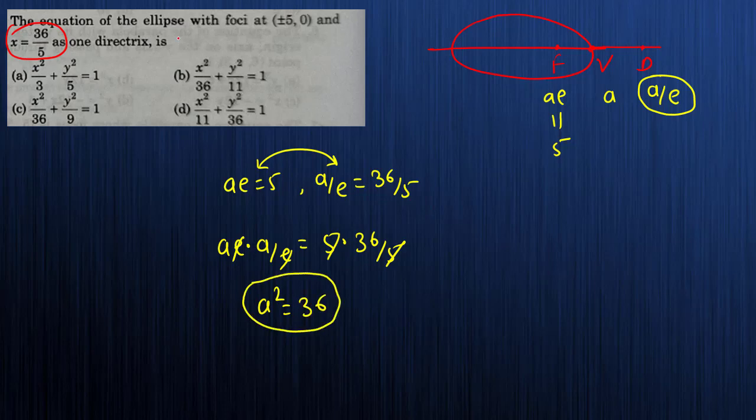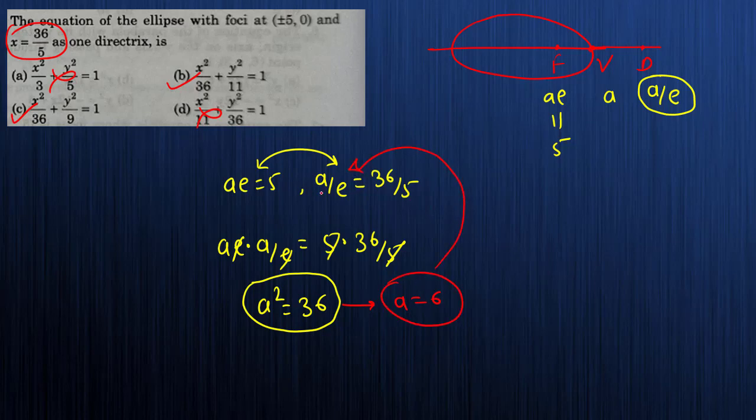What do you need? You need the equation of the ellipse. A square is 36. Check which option is giving 36. So option number C and option number D seem to be correct. Okay, I don't know yet which of the two is correct. So what do we have to do for that? Find B. Okay, so you substitute this A square. A square is 36, so from here A comes to 6. So you substitute this A in any one of the equations.